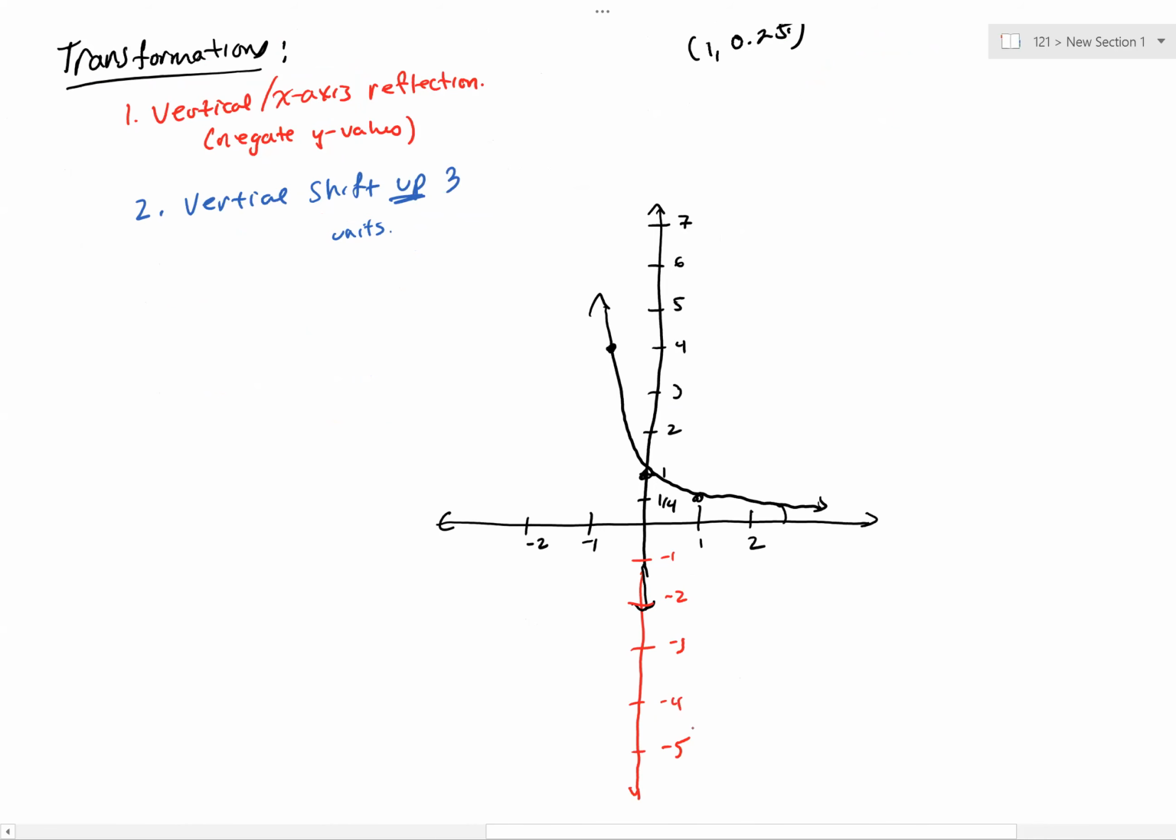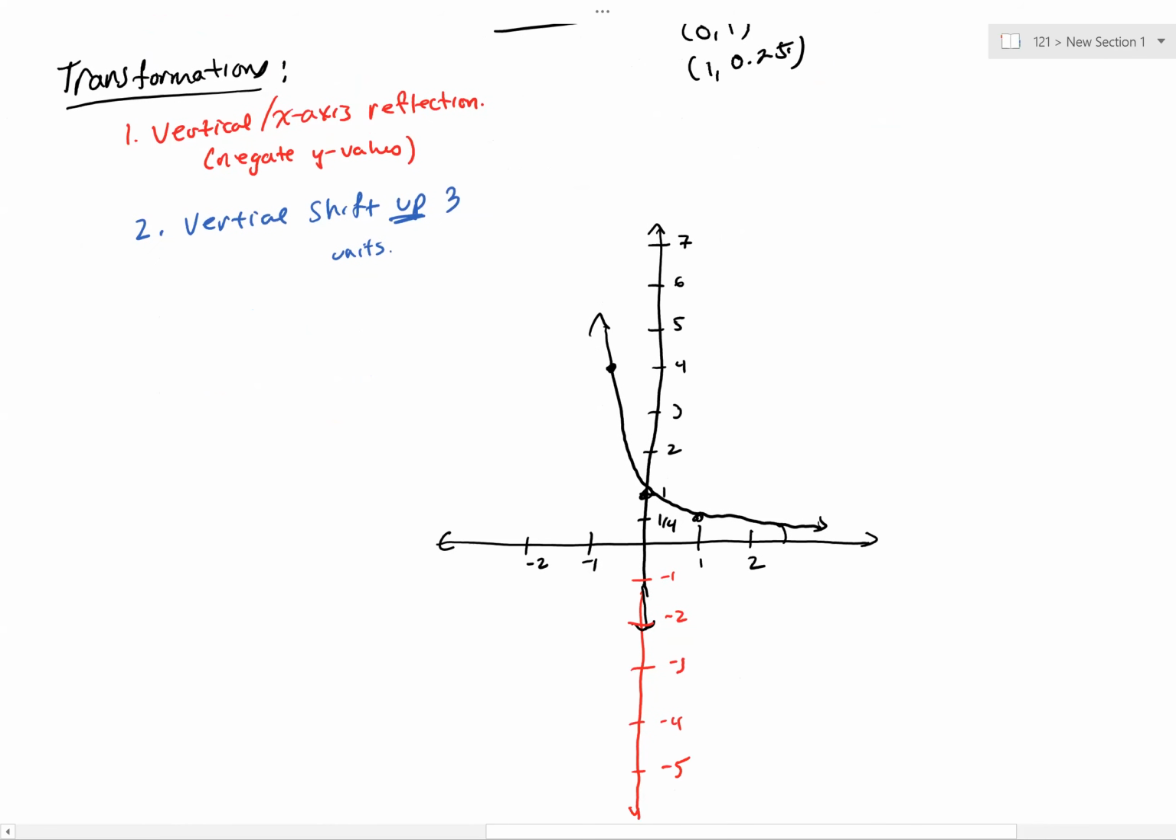So if I were to flip the parent graph over the x-axis, then that's going to negate the y value. So this point here, I was at 1/4. Now it's going to be at -1/4. This point here was at 1. Now it's going to be a -1. This point here is at 4. It's going to now be at -4. So we're literally just flipping that over the x-axis. So that's the first transformation.